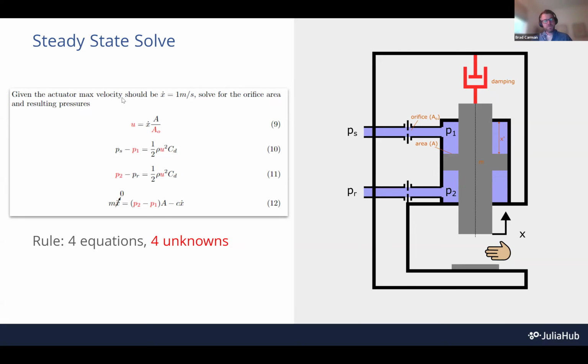Okay, so in this case, to solve a steady state problem, we're going to ignore all the dynamics, and we simply want to make sure that the actuator doesn't move any faster than 1 meter per second. That is our design specification, right? Our manager came to us and said, I don't want this thing to move any faster than 1 meter per second. So that's exactly our target.